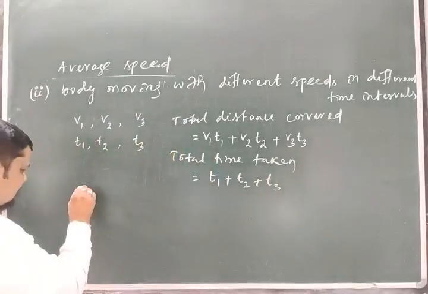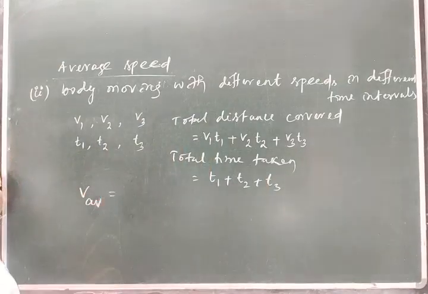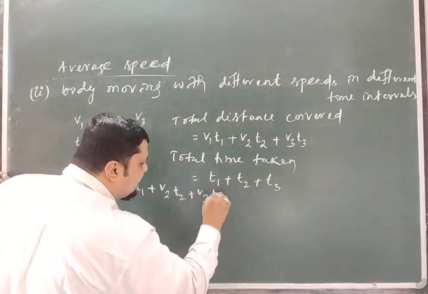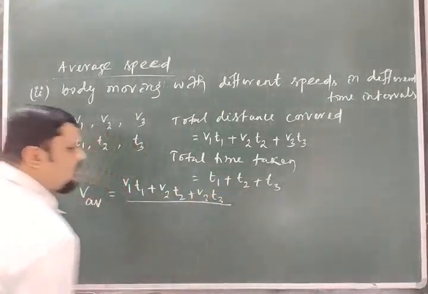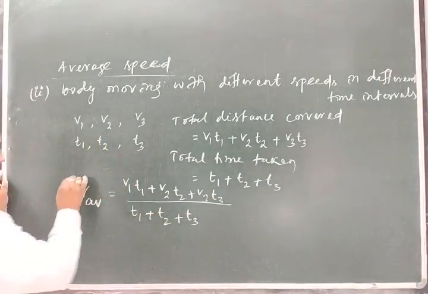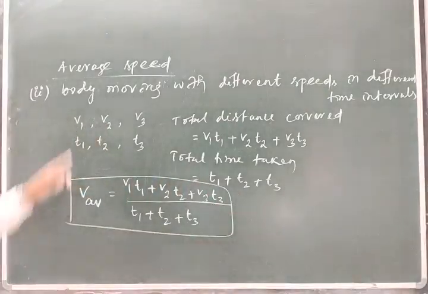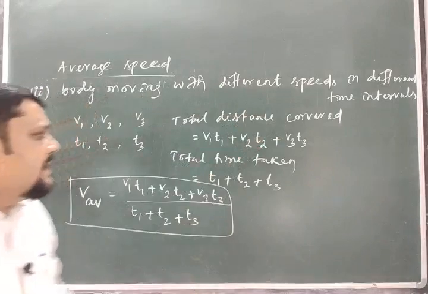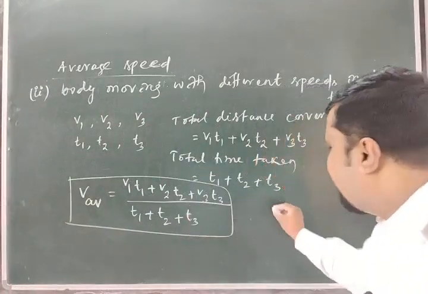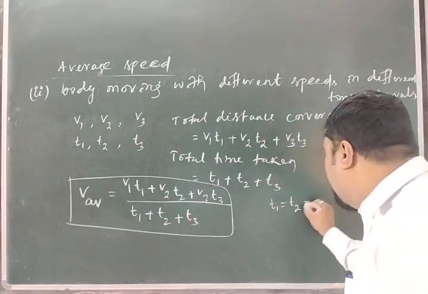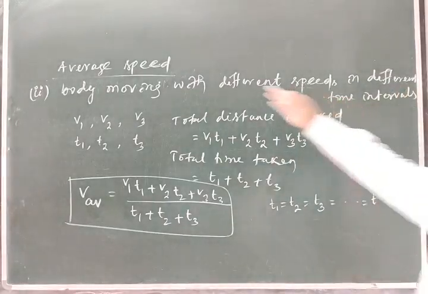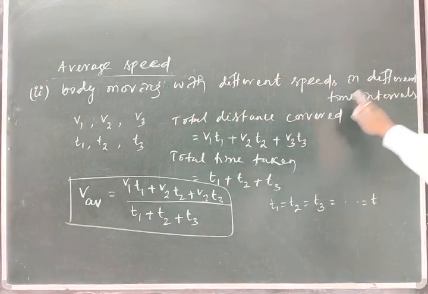Now the average speed V average is equal to the total distance traveled, V1 T1 plus V2 T2 plus V3 T3, divided by the total time taken, T1 plus T2 plus T3. I have considered three cases, but you can take any number. This is the formula for a body moving with different speeds in different time intervals. Suppose the time intervals are the same, a special case: T1 equal to T2 equal to T3 equal to T.